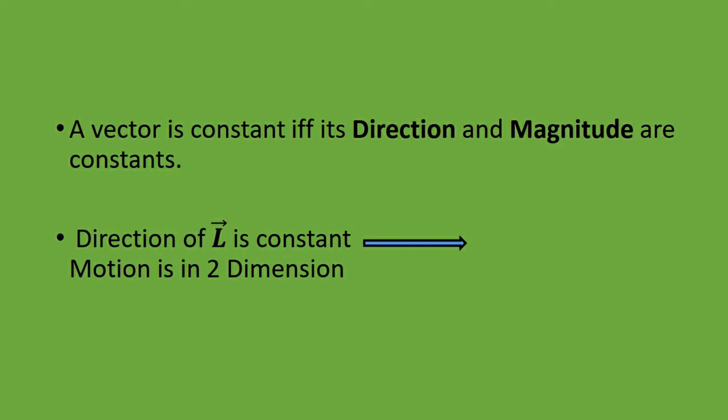So angular momentum is perpendicular to the plane of motion. But since that direction is constant, this means the plane of motion is constant. And that means that the object will move in a fixed plane. So the motion is two-dimensional.